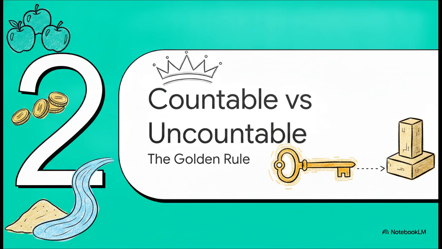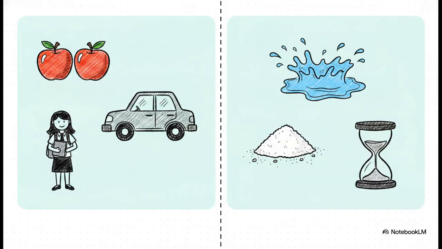Moving on to Section 2, Countable versus uncountable nouns. This is the golden rule. You know, it's kind of wild that English makes us split the world into two distinct buckets before we can even finish a sentence. Things we can physically count and concepts we just can't isolate.